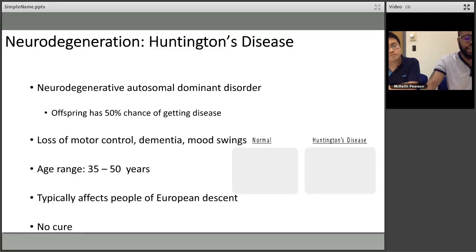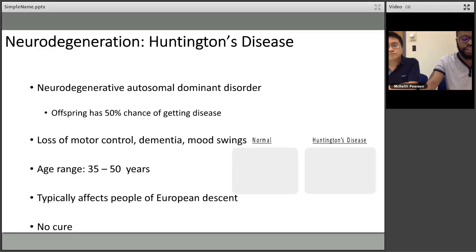So Huntington's disease is a progressively fatal autosomal dominant disorder. Autosomal dominant means that if a couple has a child where one of the parents is affected with Huntington's disease, that child has a 50% chance of getting Huntington's disease.